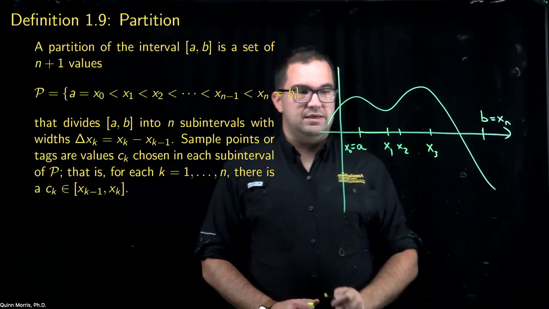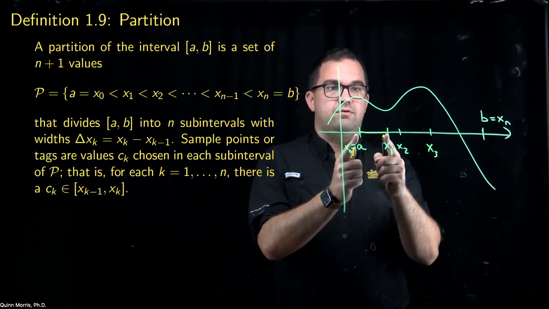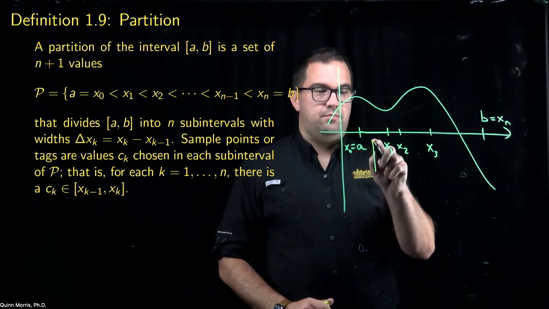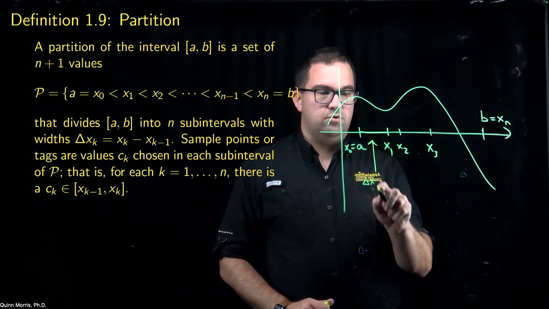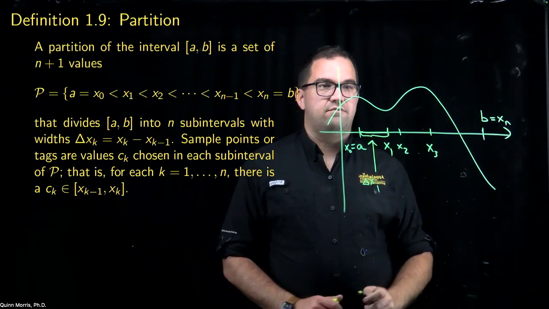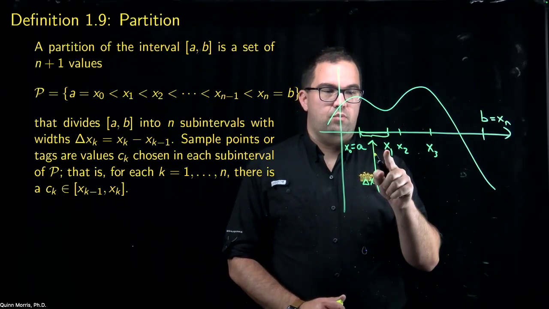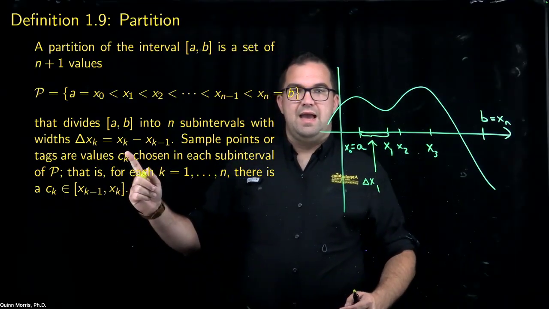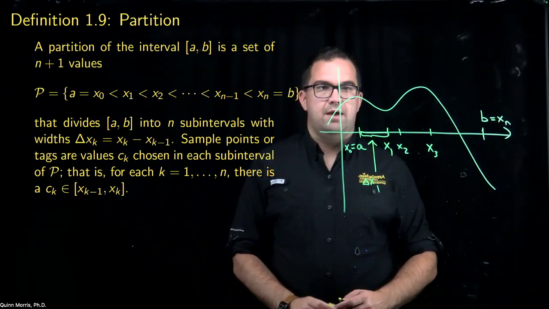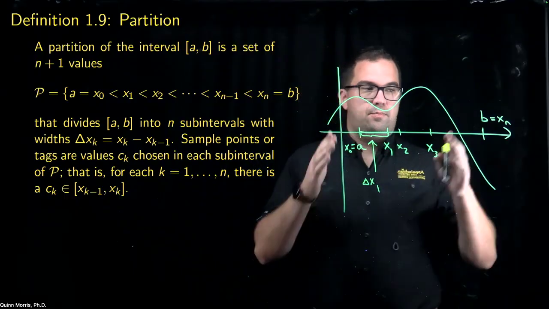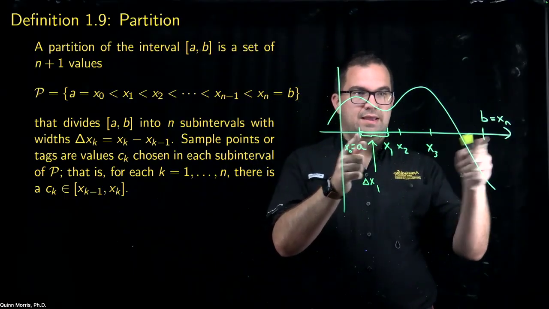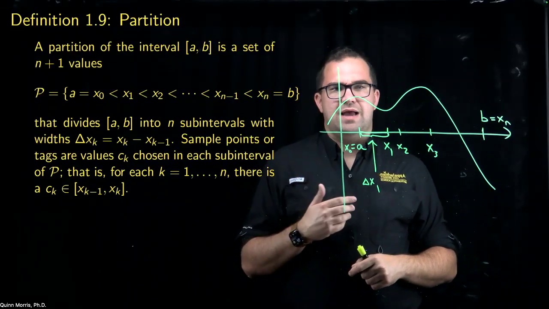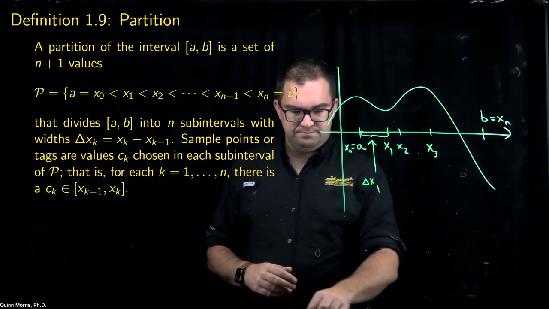So each of these now gives me some width. I'm going to call that the delta x sub k. So here, for example, this would be delta x1. That's the width of this interval here. It's just x sub 1 minus x sub 0. And in general, I'm going to define delta x sub k as x sub k minus x sub k minus 1. All right, so the partition tells me how to break up my interval into little bases of rectangles. The next question becomes, how do I figure out the height of my rectangle?